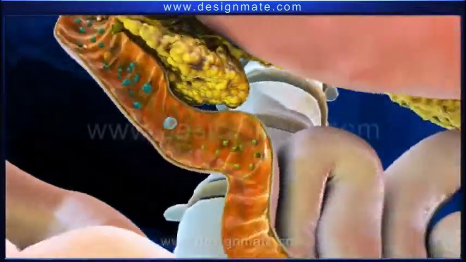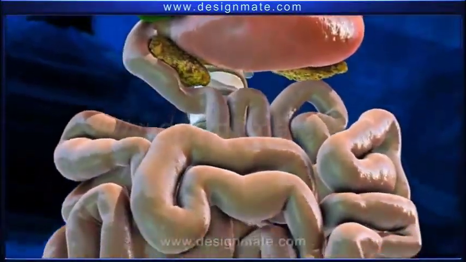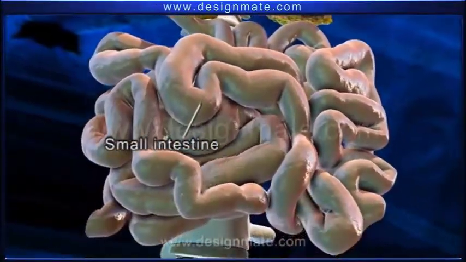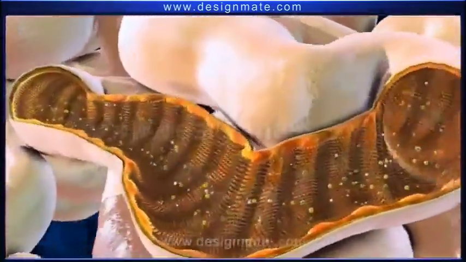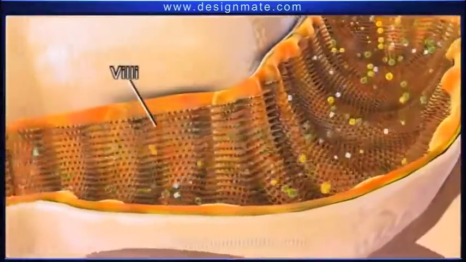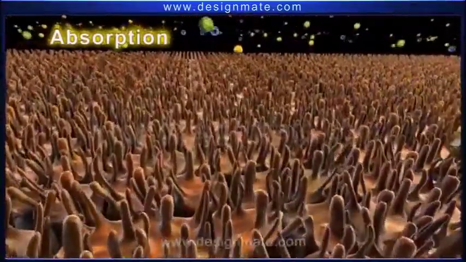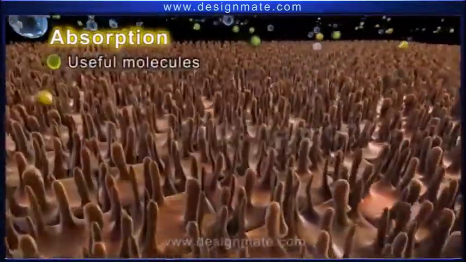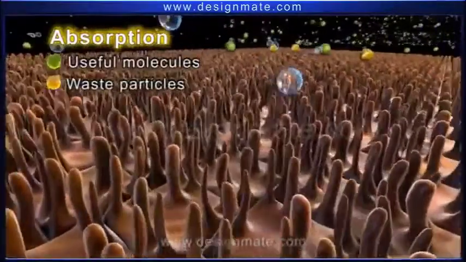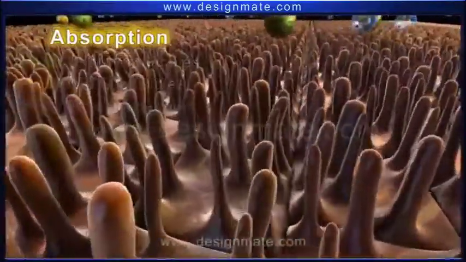and the pancreatic juice acts on the food molecules and breaks them down into simpler particles. After this, the digested food particles move into the lower part of the small intestine. A sectional view shows numerous villi on its inner surface. The digested simple food particles include the useful molecules, the waste particles, and some water molecules.